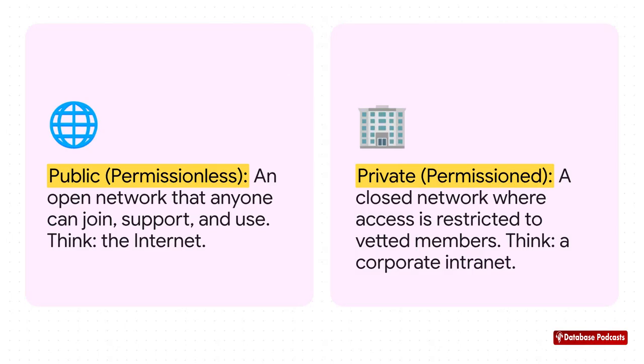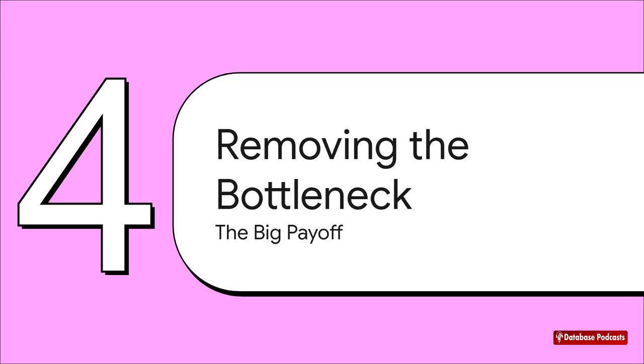And that's a super important point. Transparency here doesn't mean your company's secrets are blasted out to the whole world. It just means all the approved participants in a network see the same version of the truth. You can have public, permissionless blockchains like Bitcoin where anyone can join. But for businesses, you have private, permissioned blockchains. Think of them like a corporate intranet. Access is totally restricted, which lets companies get all the benefits of a shared, trusted ledger while still keeping things private. All right, let's bring this all home in our last section.